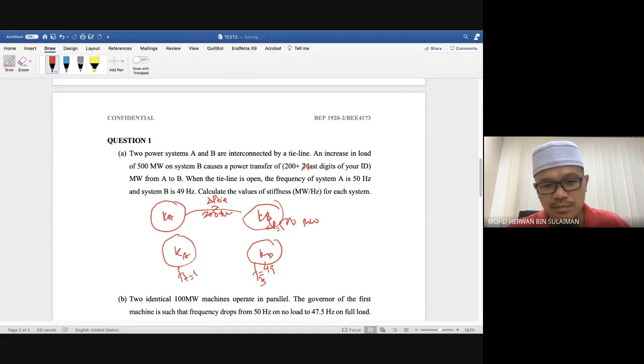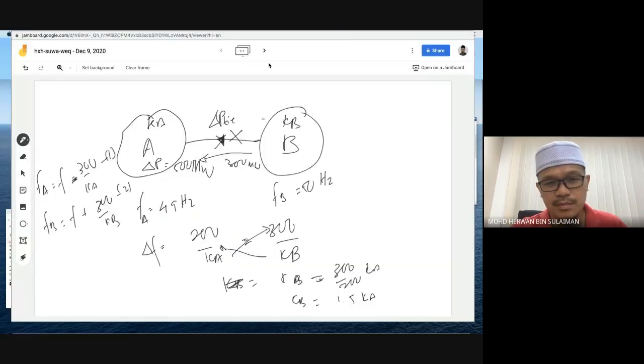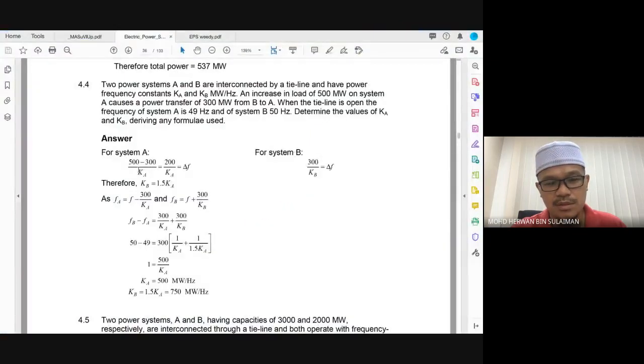Frequency A is 50. So calculate the value of stiffness, meaning that you calculate the value of KA and KB. We just use this expression, so this one A to B, B to A.